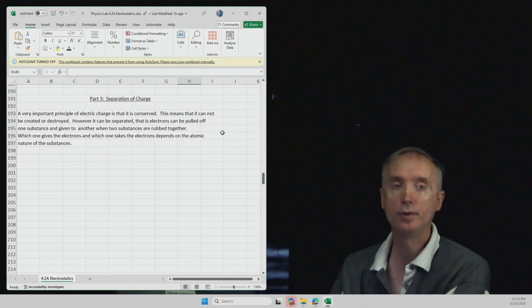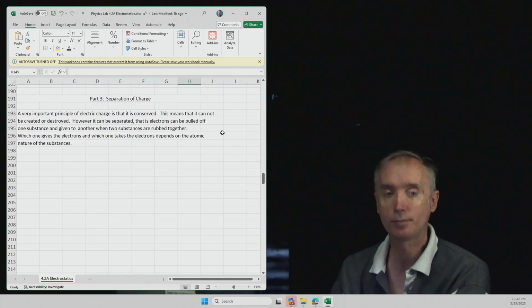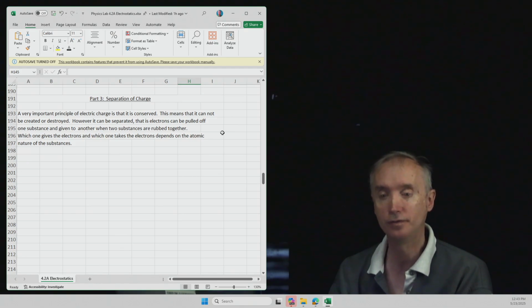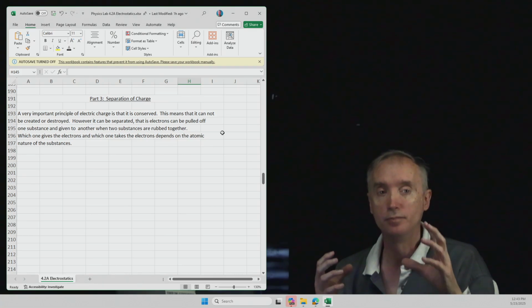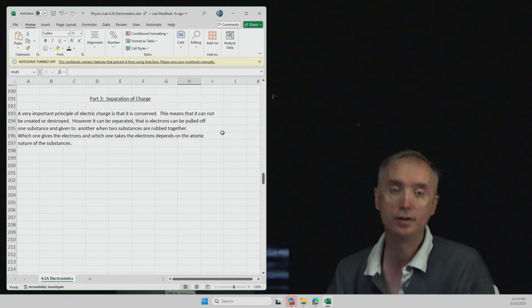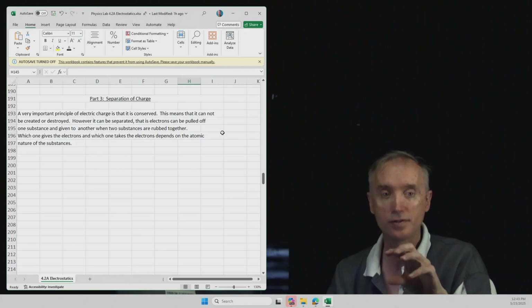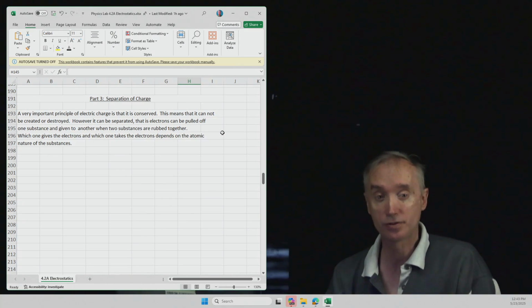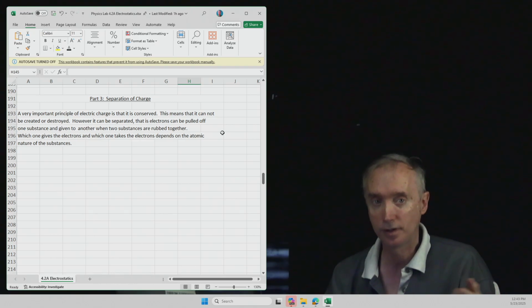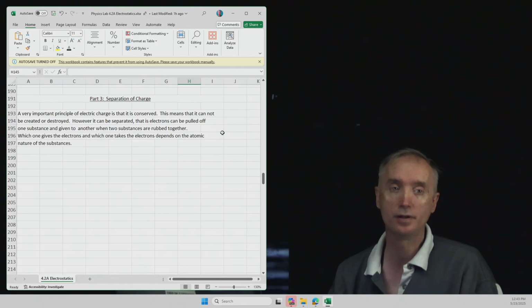Okay, we're back, and now we want to do part 3 of the lab, which is on separation of electrical charges. So matter is composed of atoms, and atoms are composed of a nucleus, which is positive because it has protons in it, and then it has negative electrons in orbit around it. And the reason why the atom stays together is because the positive nucleus and the negative electrons are opposite charges, and opposites attract. And so that's what keeps the atom together.